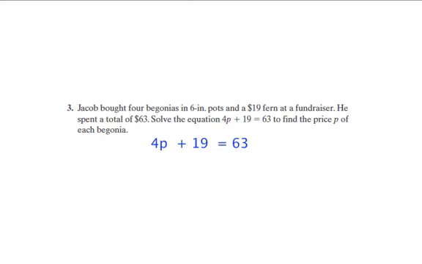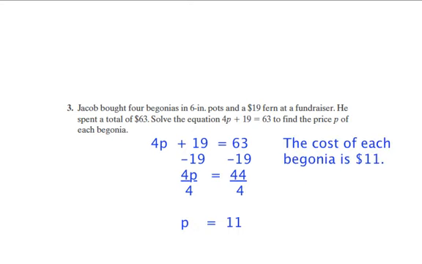We begin by writing down the equation 4p plus 19 equals 63. Remember, we always begin with dealing with any addition or subtraction. We're adding 19 to 4p, so we're going to subtract 19 from both sides of the equation. So we end up with 4p equals 44. Now we're ready to divide both sides by 4 so that we can get the p by itself. 4p over 4, the 4's cancel each other out, you're left with p. On the right-hand side, 44 divided by 4 is 11. The cost of each begonia, then, is $11.